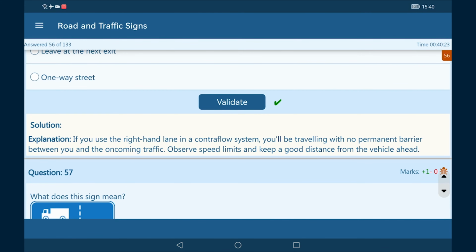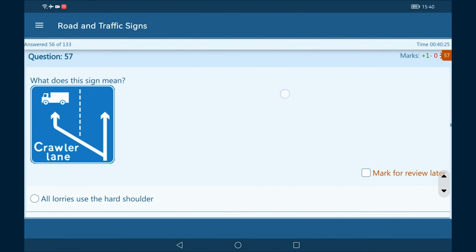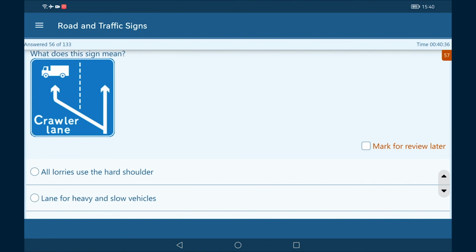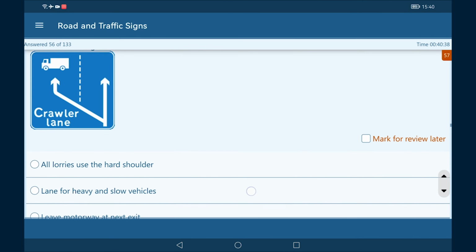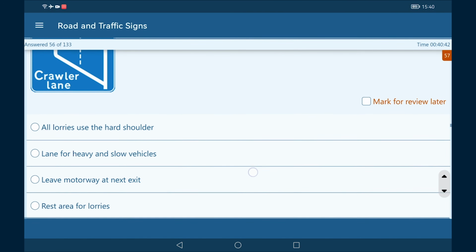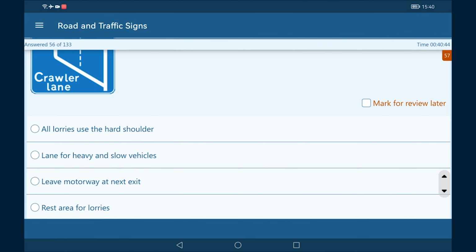Question 57. What does this sign mean? Option 1. All lorries use the hard shoulder. Option 2. Lane for heavy and slow vehicles. Option 3. Leave motorway at next exit. Option 4. Rest area for lorries. The correct answer is Option 2, that is, lane for heavy and slow vehicles.